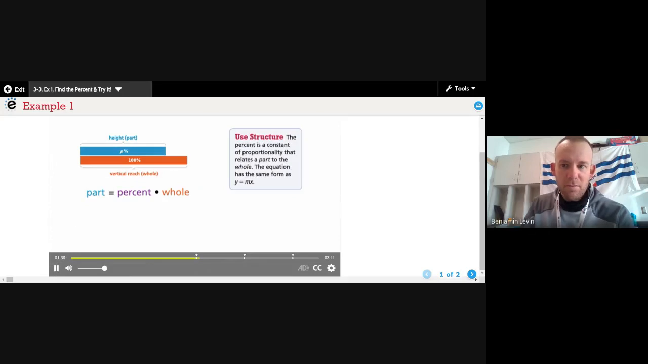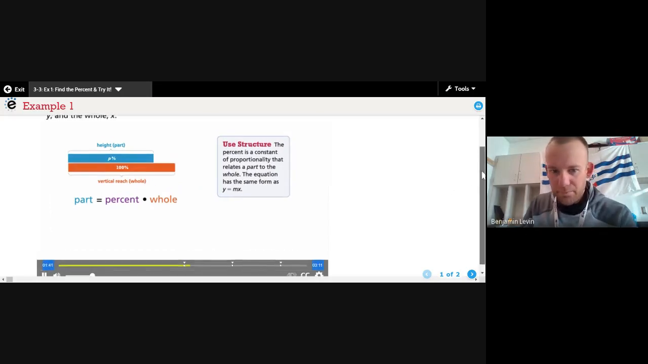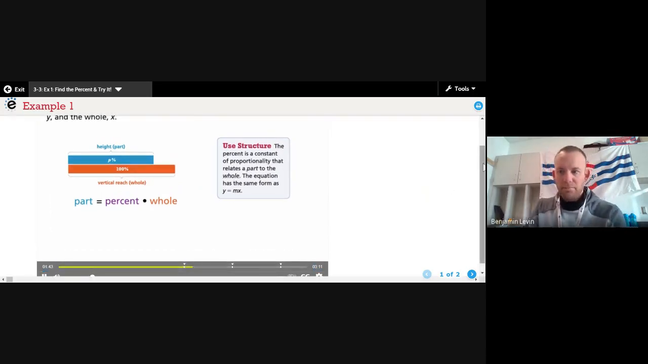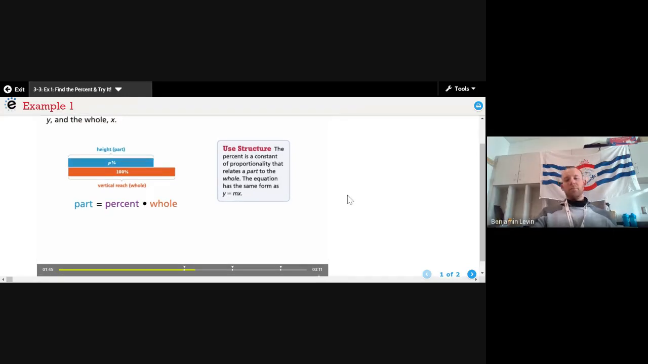The percent is a constant of proportionality that relates a part to the whole. The equation has the same form as the proportion y equals m times x. The part is like y, the whole is like x, and the percent is like m, the constant of proportionality that relates the two quantities.